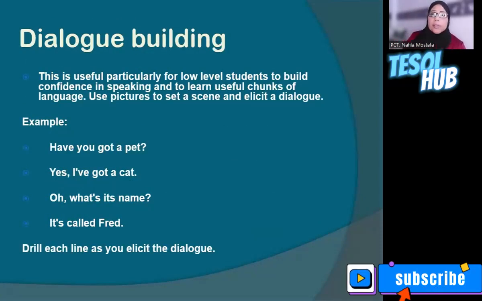The dialogue building that we talked about is also a useful practice in the class, especially for low-level students, to improve their self-confidence. So, have you got a pet? They say, yes, I've got a cat. Oh, what's its name? It is called Fred. And they drill the same dialogue many times with different types of pets and different names. It improves the self-confidence of below-level learners.